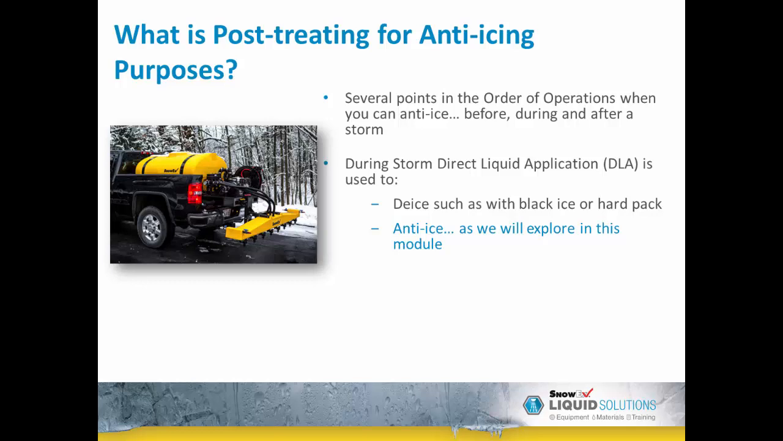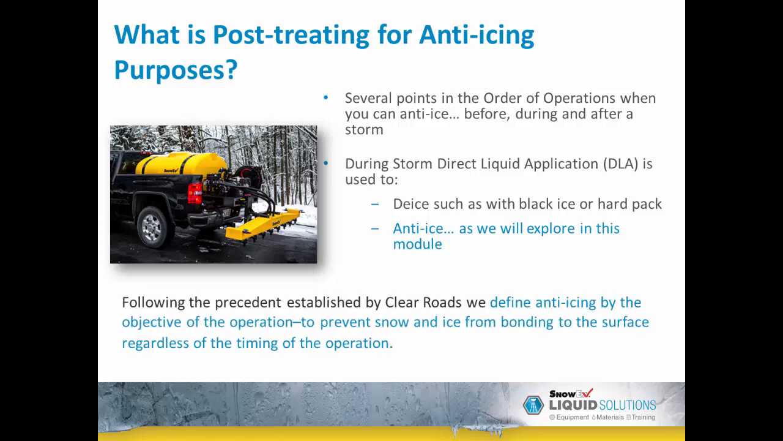One is to de-ice or break the bonds, such as would be used for black ice or hard pack. These strategies are further discussed in the training module on de-icing. The second objective for during or post-storm DLA is to maintain and extend existing anti-ice conditions, even with the presence of accumulation on the surface. In this module, we follow the precedent established by Clear Roads in its recent studies on application rates and define anti-icing first and foremost by its objective to prevent the bond, regardless of the timing of the operation.